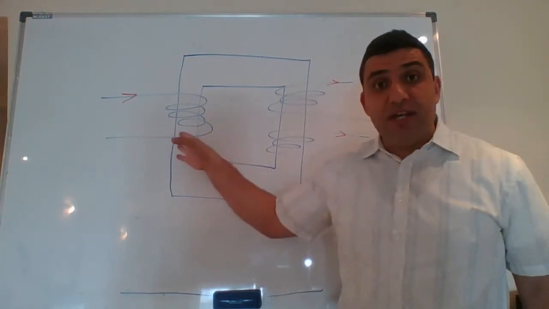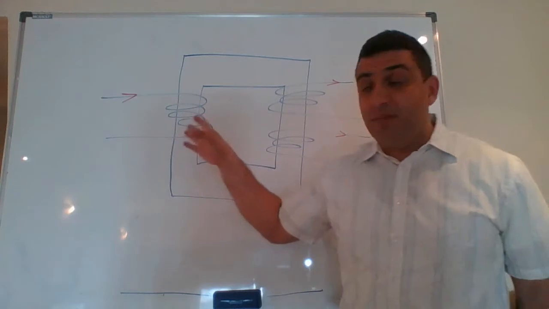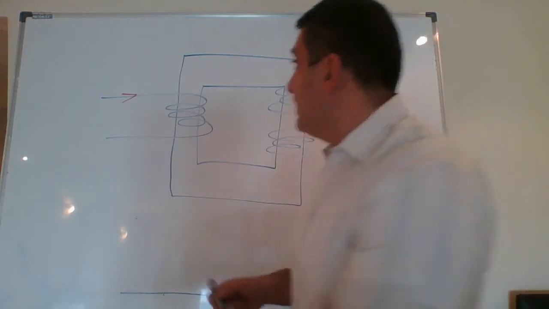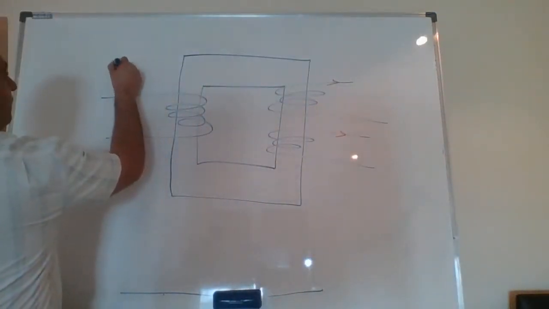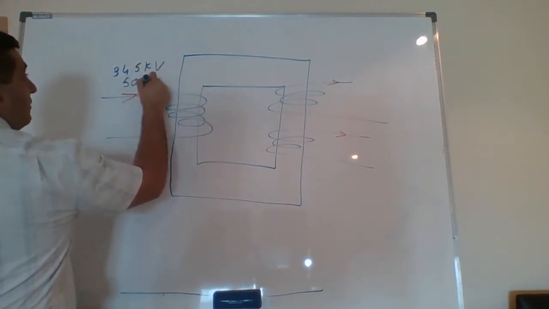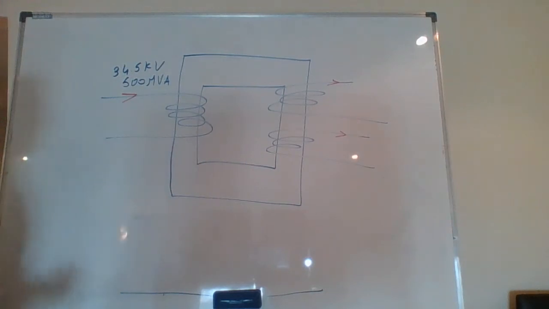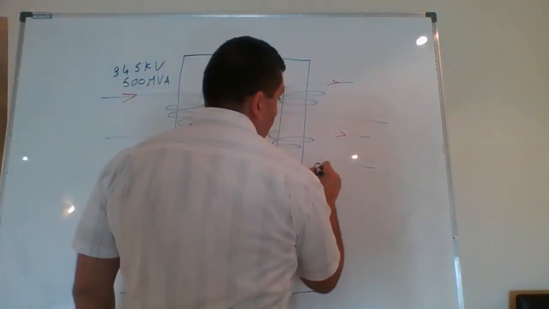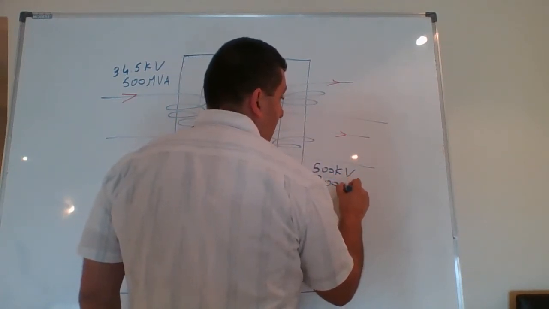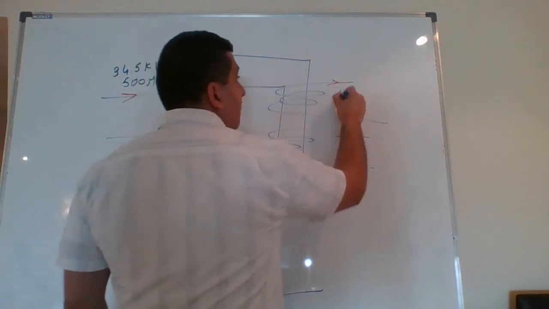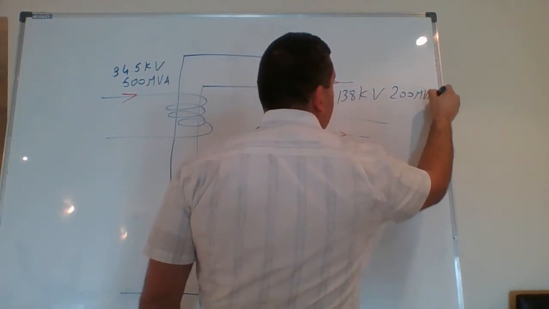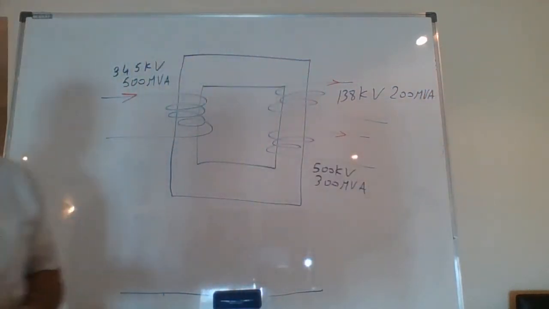Because of the input, the power of this winding should be equal to this power plus this power. Let's give an example. Let's say on this side I have 34.5 kilovolt, 500 MVA. On this winding I have 500 kilovolt, 300 MVA. On this side I have 138 kilovolt, 200 MVA.